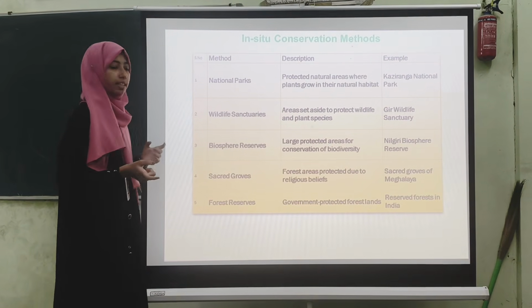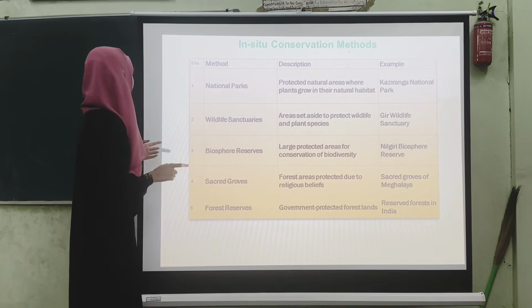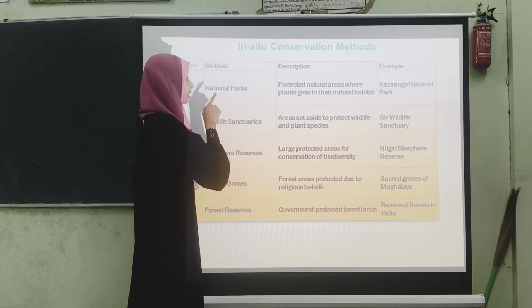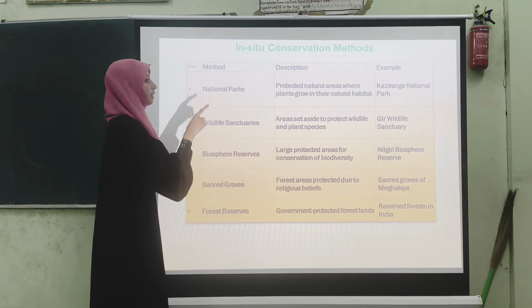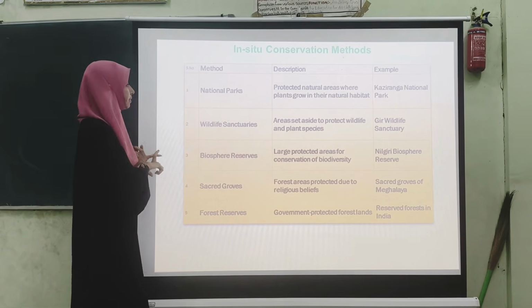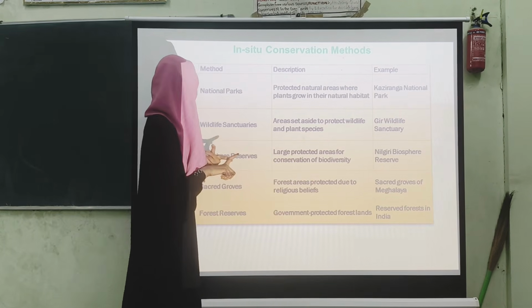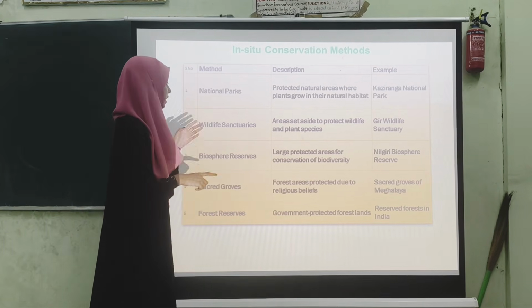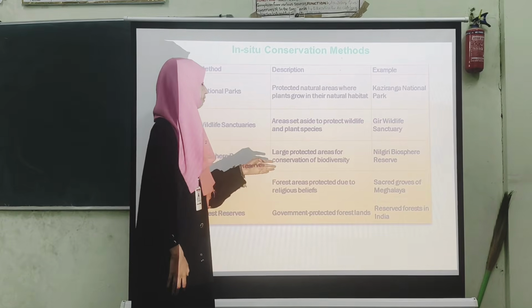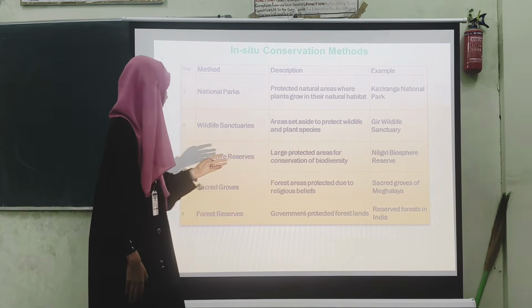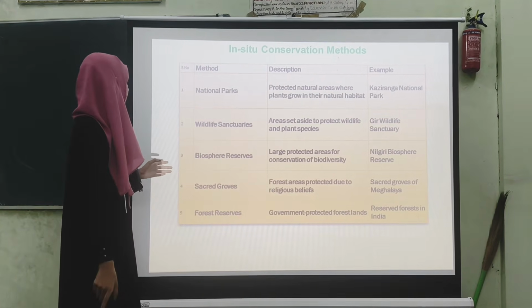There are two types of conservation methods. First, the in situ conservation method. National parks are protected natural areas where plants grow in their natural habitat, for example Kaziranga National Park. Wildlife sanctuaries are sites to protect wildlife and plant species, for example Gir Wildlife Sanctuary. Biosphere reserves are large protected areas for conservation of biodiversity, for example the Nilgiri Biosphere Reserve. Also sacred groves and forest reserves.